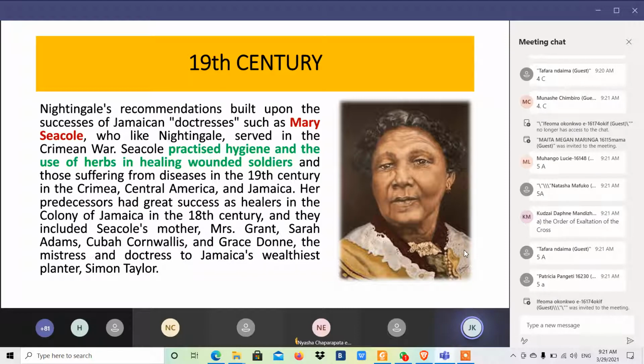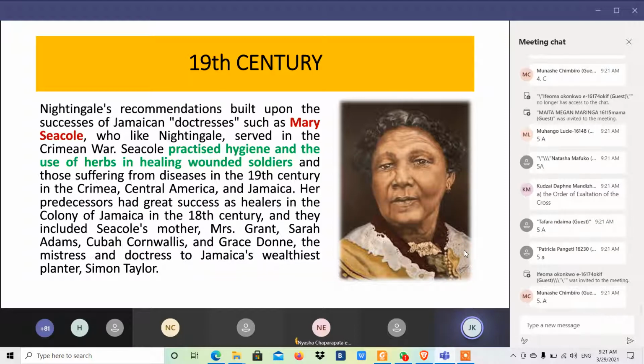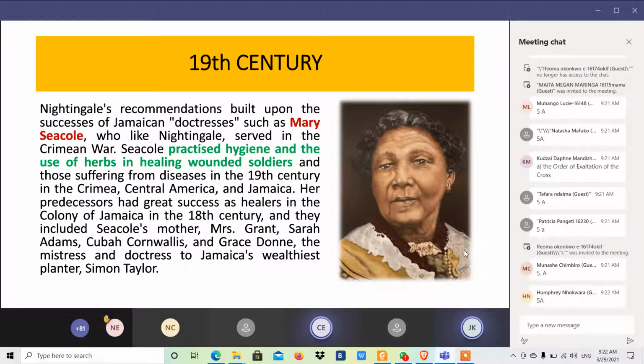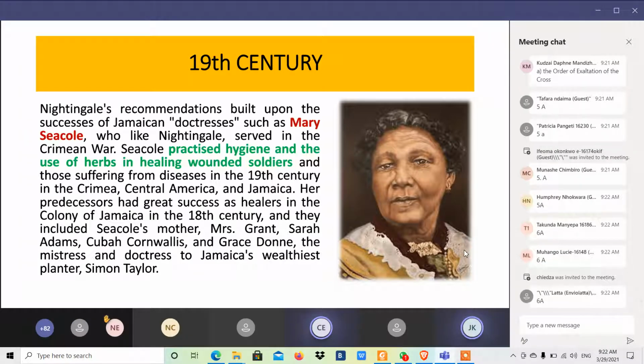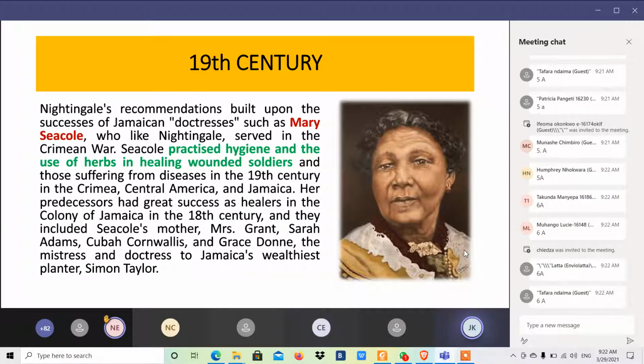Exactly, 5. And number 6. I'll read, ma'am. Who started modern nursing after the Crimean War? The answer is Florence Nightingale. Yes, so very important information. As I said, Florence Nightingale is the mother of modern nursing. Exactly. So 6A.